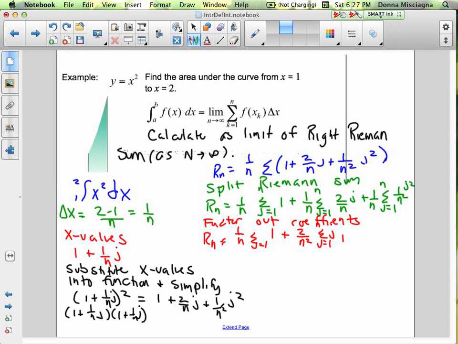Right, and on to the last one, and that would be the 1 over n squared can come out. So that would be 1 over n cubed sigma, j equals 1 to n of j squared. And I'm hoping I can fit it all in.